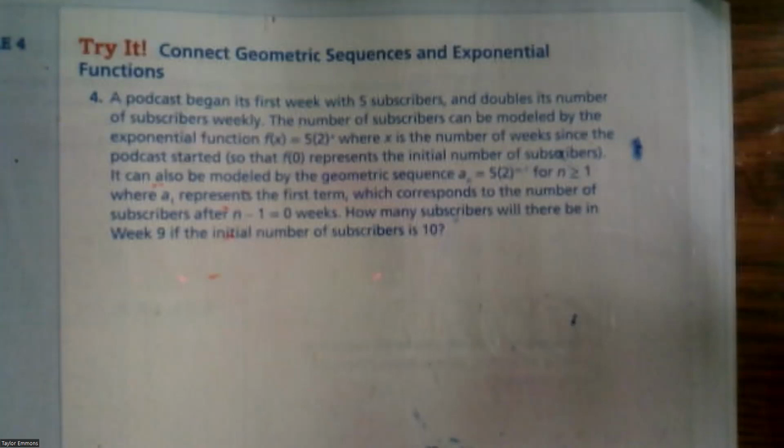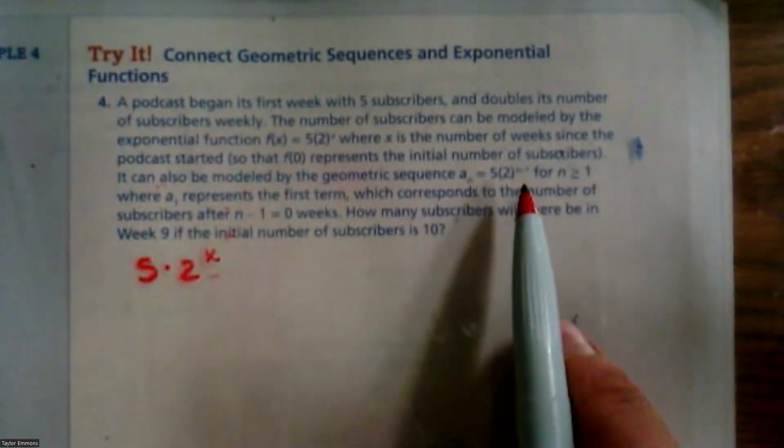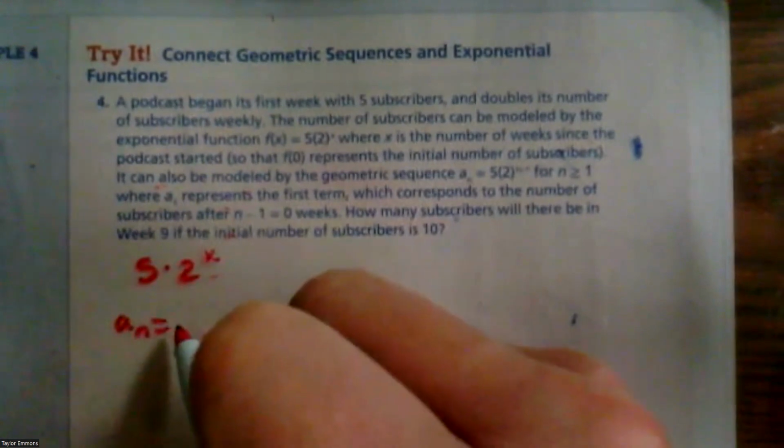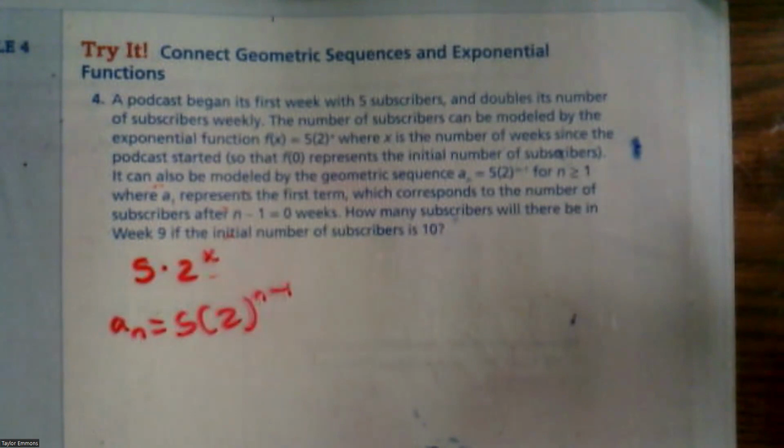Okay, so there's a lot to unpack here. First of all, we got this equation, and it's 5 times 2 raised to the x. And then they give us another one. They give us a sub n equals 5 times 2 raised to the n minus 1. Okay. So it's asking which corresponds to the number of subscribers after n minus 1 equals 0 weeks. So how many subscribers should we have in the first week?